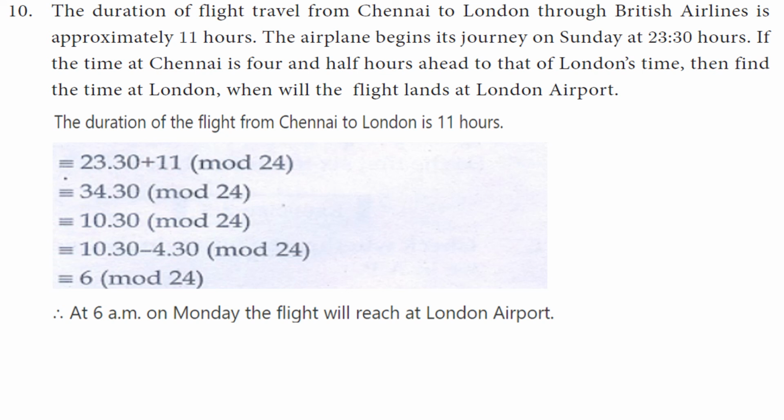First, the duration of the flight from Chennai to London is 11 hours. The starting time is 23:30, so we add 23:30 plus 11, which is 34:30. We write it in 24-hour format, therefore we take mod 24. So 34:30 minus 24 is 10:30 mod 24. Here the condition is that Chennai is 4.5 hours ahead of London time. Therefore 10:30 minus 4:30 equals 6.